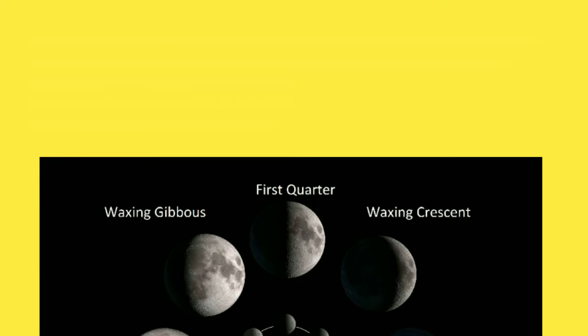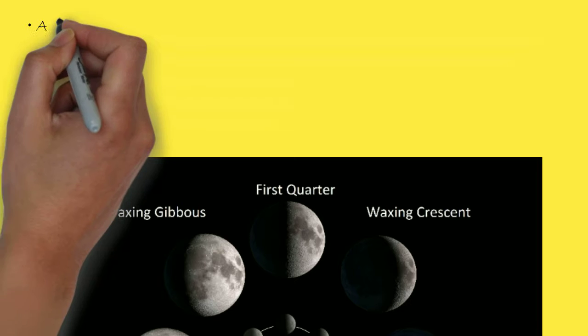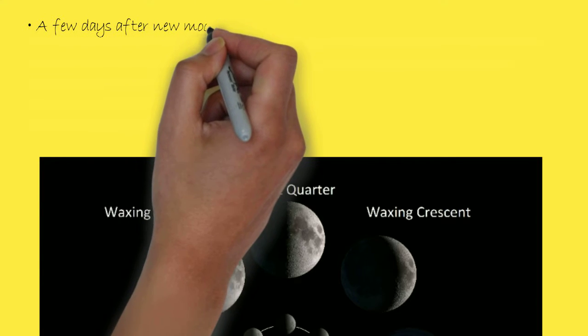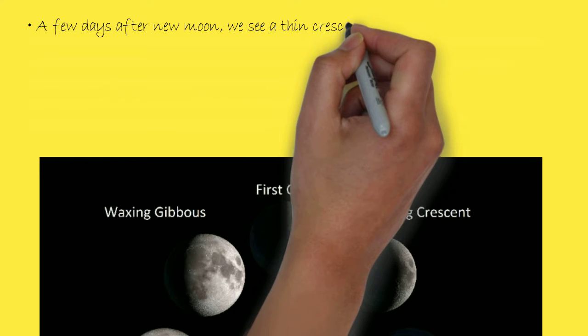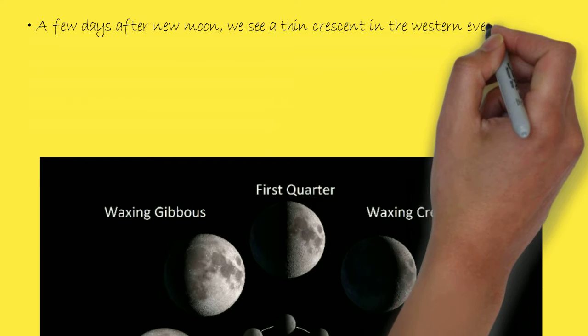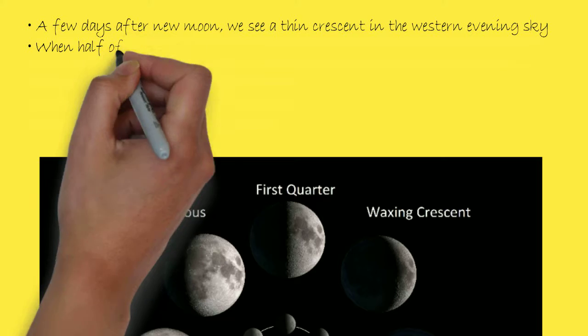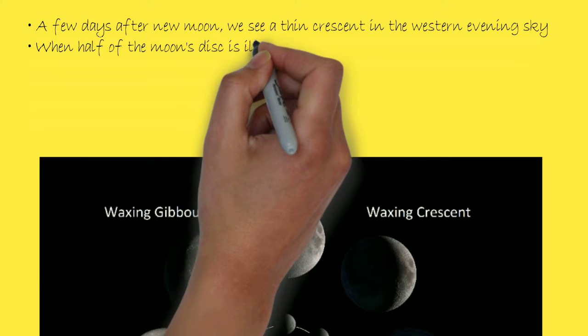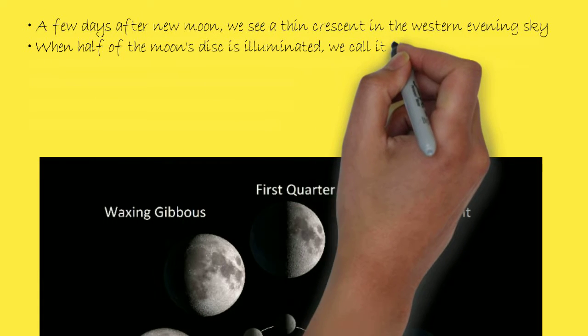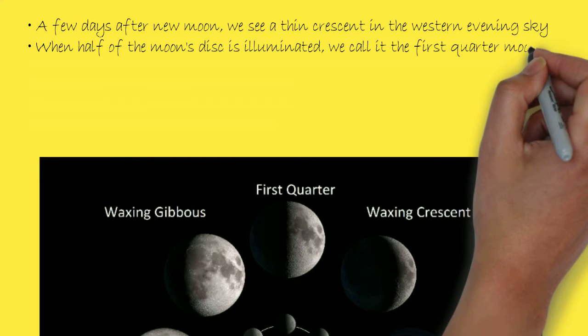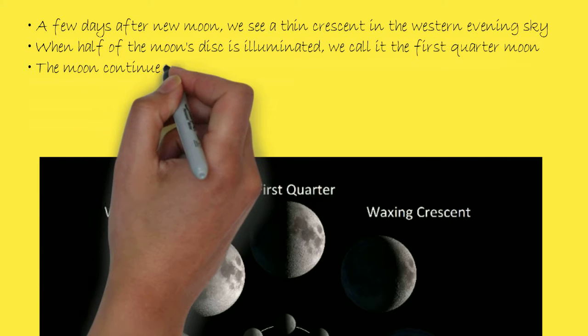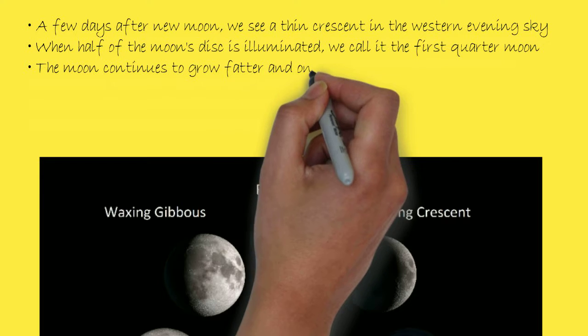As the moon moves eastward away from the sun in the sky, we see a bit more of the sunlit side of the moon each night. A few days after new moon, we see a thin crescent in the western evening sky. The crescent moon waxes, that is, appears to grow fatter each night. When half of the moon's disk is illuminated, we call it the first quarter moon. This name comes from the fact that the moon is now 1/4 of the way through the lunar month.